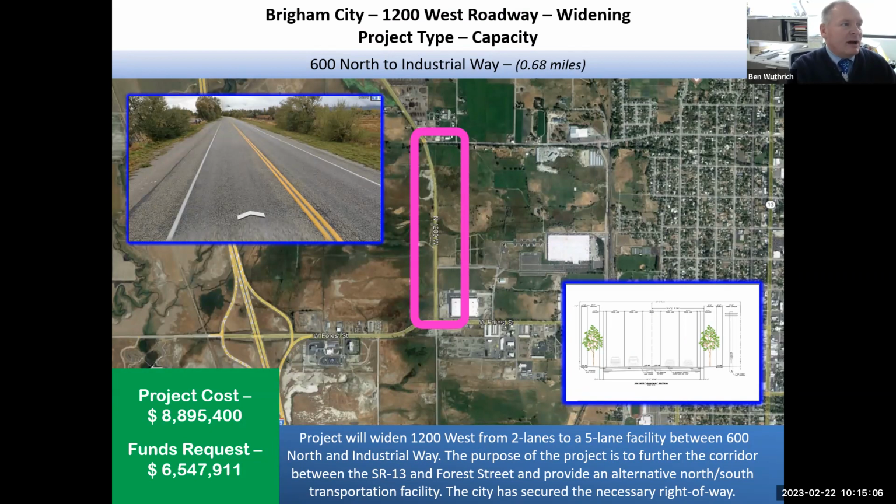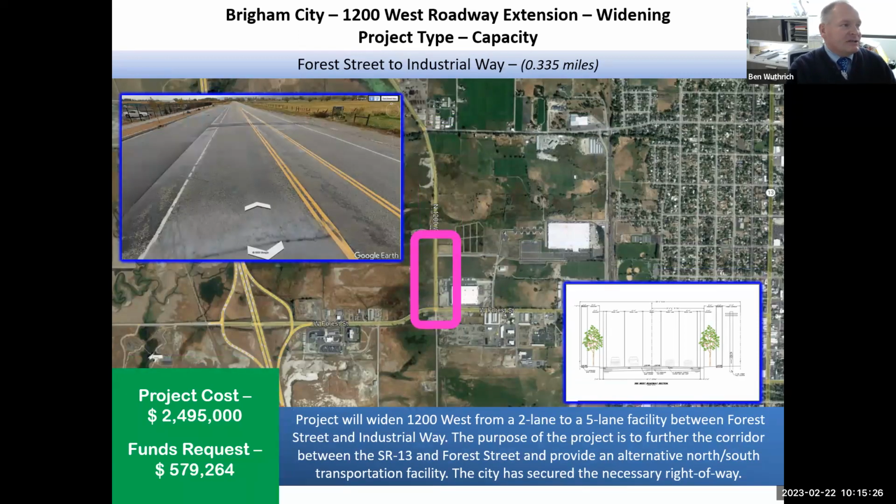This is on 12th West. This project runs between 600 North to Industrial Way. This will reconstruct this facility and widen it from a 2-lane facility to a 5-lane facility. Project estimated cost is 8.8+ million. The funds being requested is 6.5+ million.